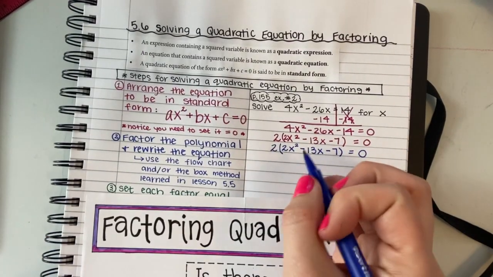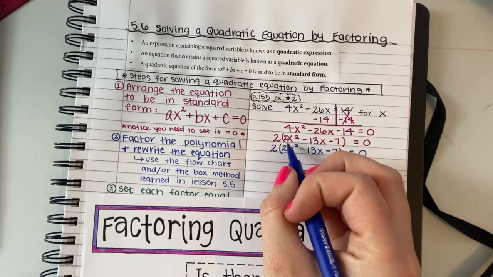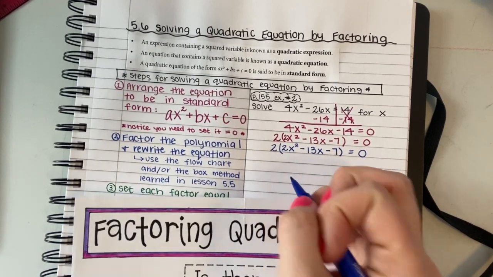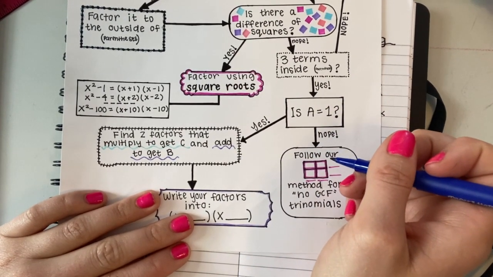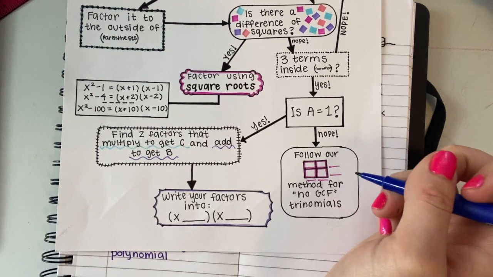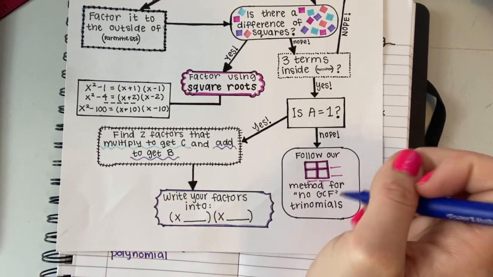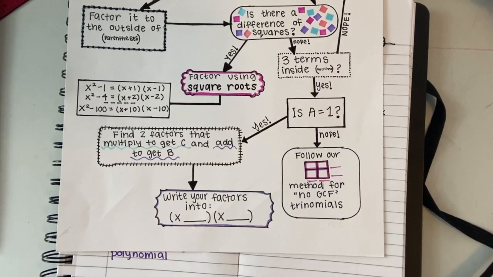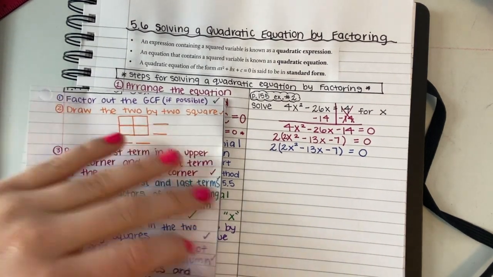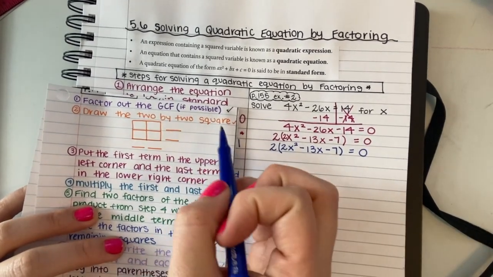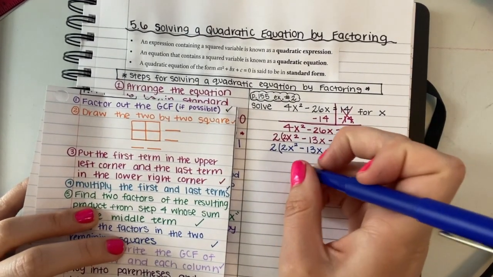Is A equal to 1? A is my first term's coefficient. A is not equal to 1. So I'm saying nope. Then we're going to follow our box method for finding the factors after the GCF has already been taken out. So our box method, you can look at it right here while we're going. Our box method tells me I factored out the GCF. Now I need to draw my square.